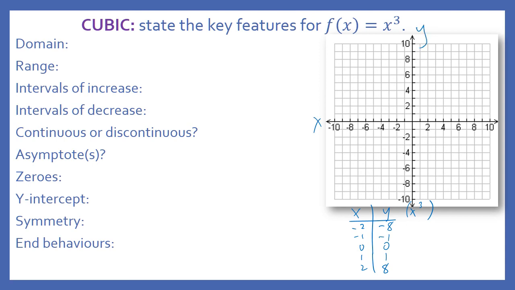X and y. Plot our points. Negative 2, negative 8. Negative 1, negative 1. 0, 0. 1, 1. 2, 8. So a cubic looks like that. My domain, x can be anything. My range, likewise, can be anything.